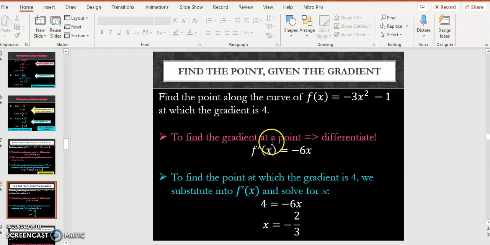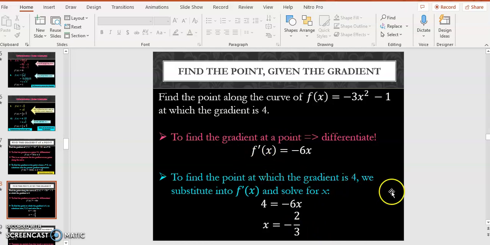Then to find the point at which the gradient is 4, we substitute into f of x and solve for x. So remember, this is the gradient. We told you to find the gradient at a point, you differentiate. So this is the gradient, and they have given us the gradient to be 4. So 4 is equal to minus 6x. If I divide both sides by 6, I'm going to get minus 2 over 3.